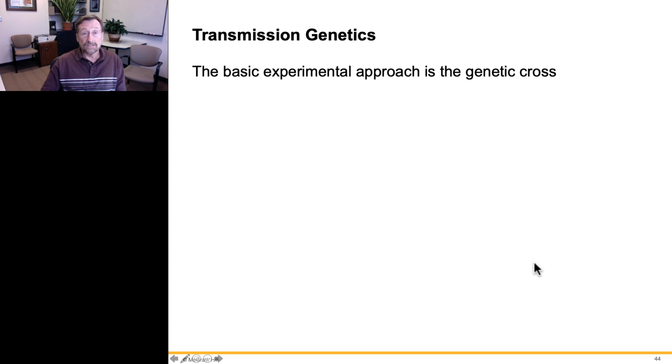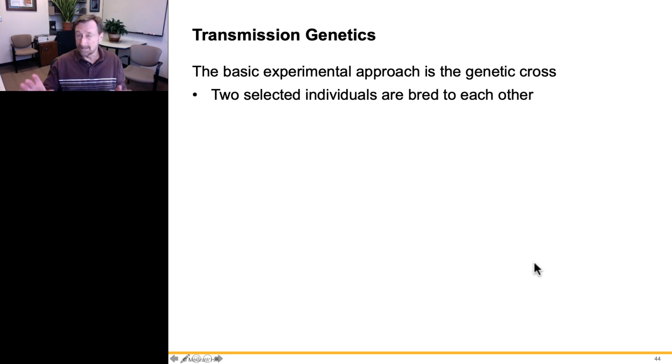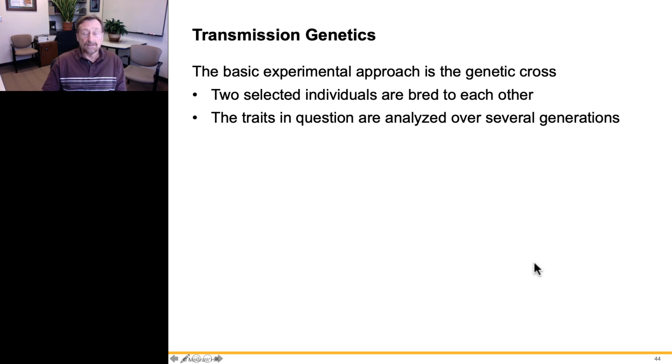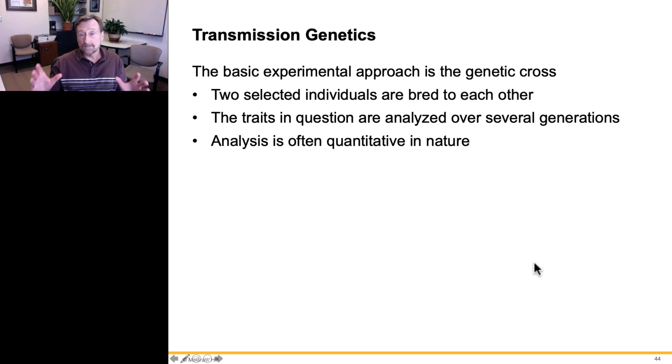In transmission genetics, the basic experimental approach is a genetic cross. So two selected individuals are bred to each other. This doesn't apply to humans. In humans, we do something different called a pedigree analysis. We'll talk about that in Chapter 2. And then the traits in question are analyzed over several generations. The analysis is typically quantitative in nature. And so that's transmission genetics. The first 8 or so chapters in your textbook are focused largely on transmission genetics.